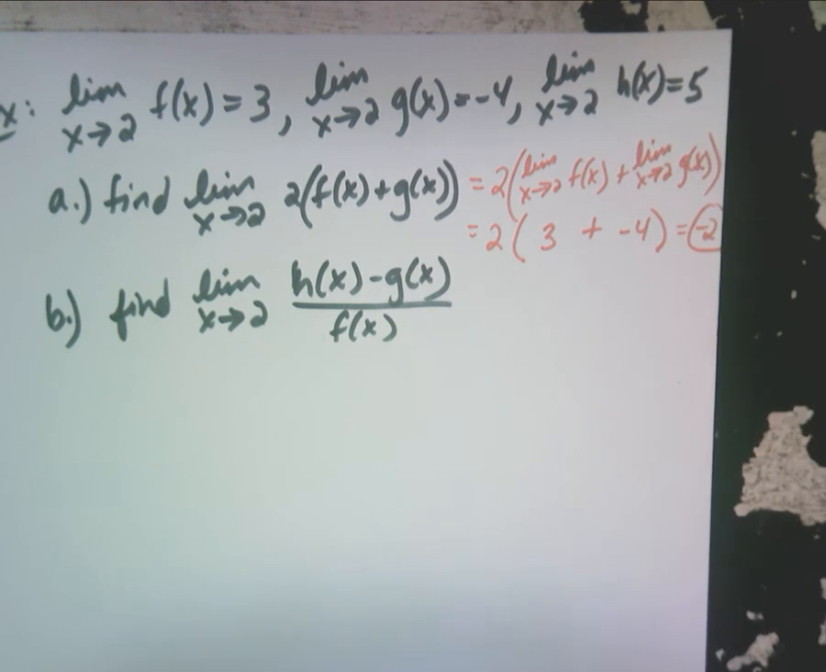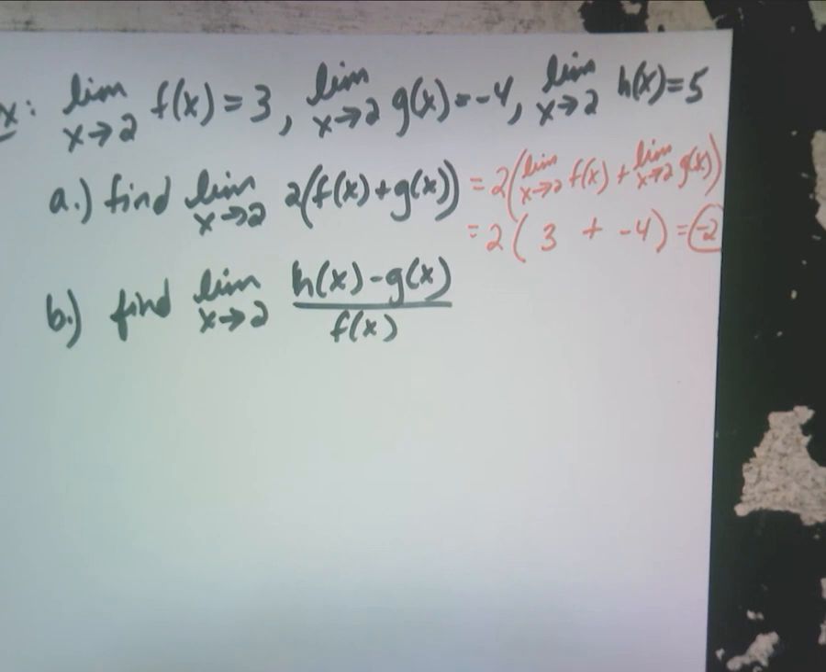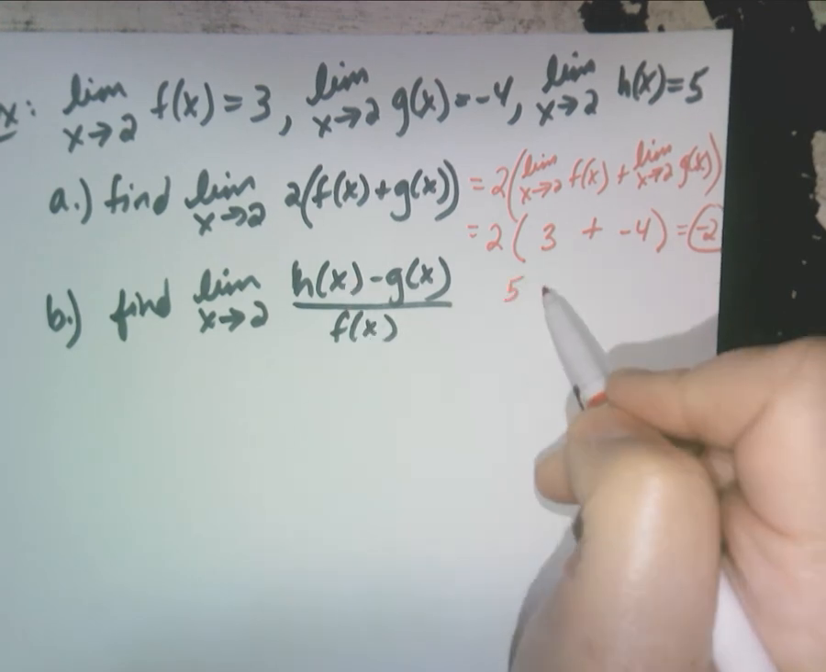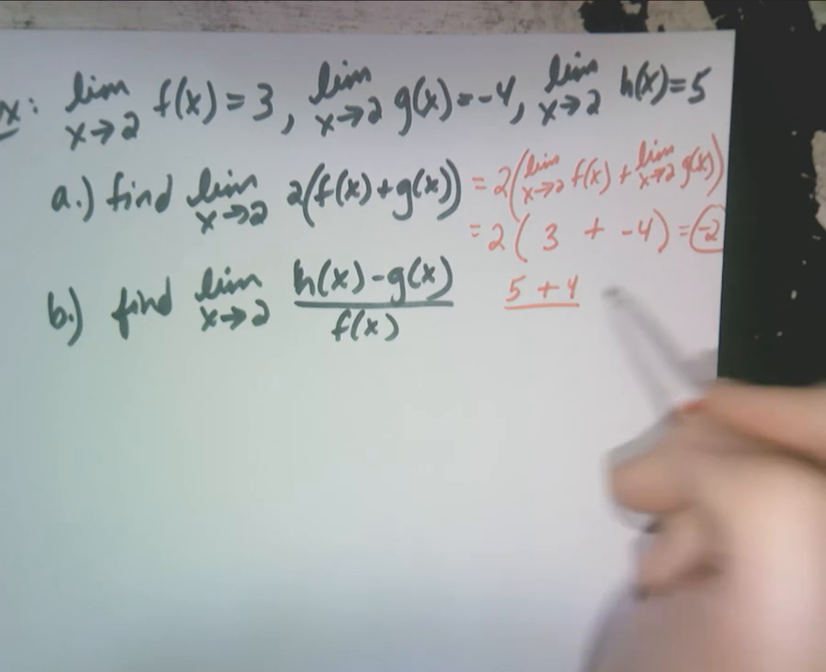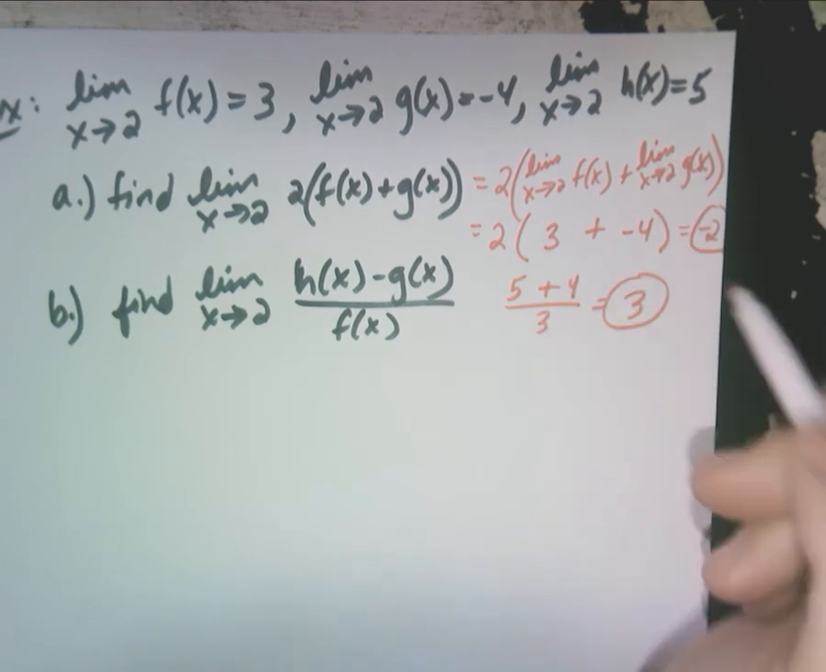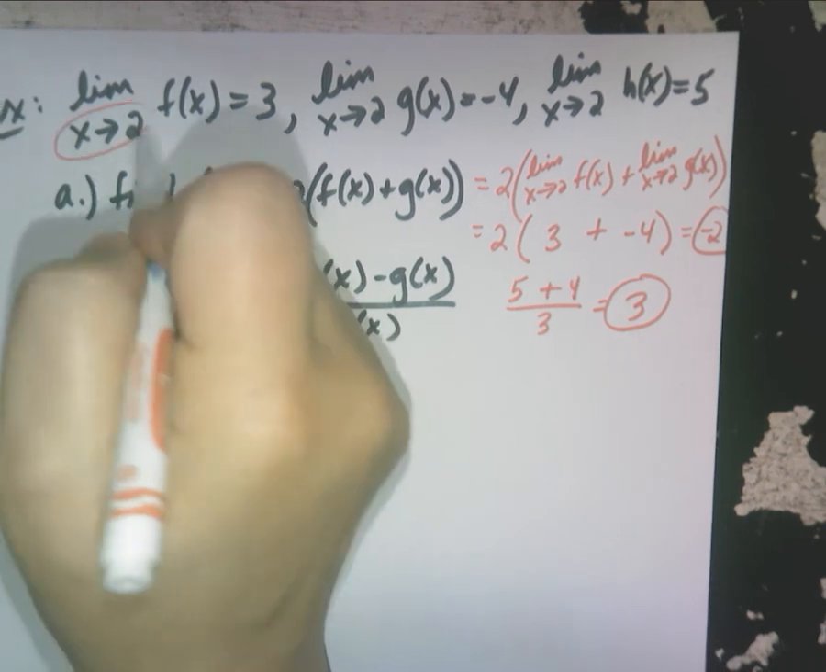All right, what about that one? The limit as x approaches 2 of h of x minus g of x over f of x. What do you think that would just be? So what would we get? 5 minus -4 over 3. So what is that, 3? Now, if this said as x goes to 3, would you be allowed to do what we just did? No. Okay? These all have to be the same.